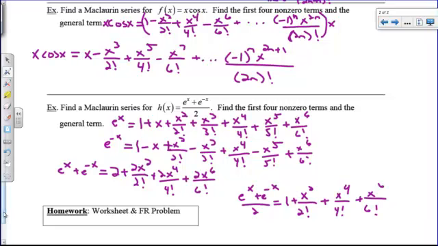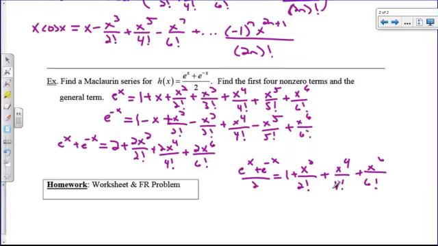And let's see if we can write our general term here. Plus dot dot dot summation. Is it alternating? No. So I'm not going to write down a -1 to a power. What do I have up here in the numerator? I've got x to an even power, so that's x to the 2n. On the denominator, I've got even factorial, so that's 2n factorial. And I'll need to start this at 0 so that my first term can be a 1.